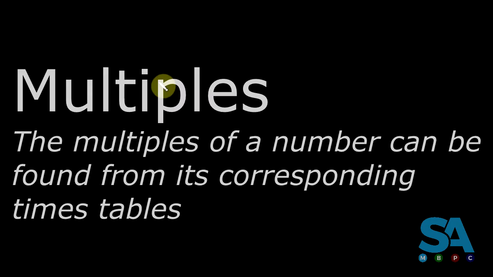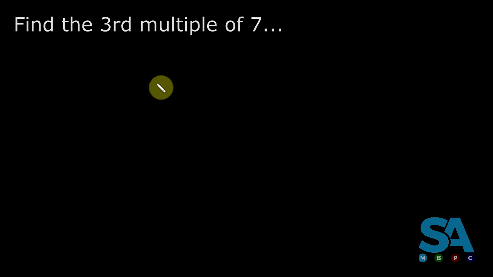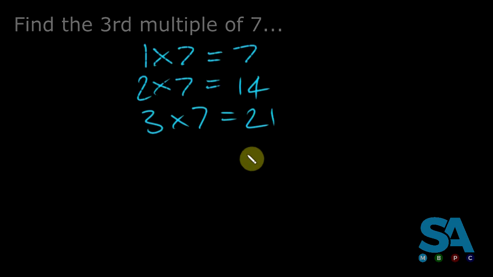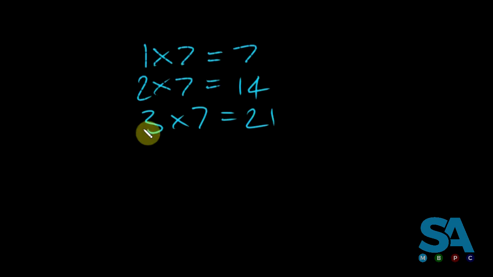The multiples of a number are just its times table. It's pretty simple. So for example, if I told you to find the third multiple of 7, you could look at the 7 times table, so you know 1 times 7 equals 7, 2 times 7 equals 14, 3 times 7 equals 21. So the third multiple of 7 is 21. You look at the 7 times table, find the third multiplication, and this will be your answer. So the answer would be 21.